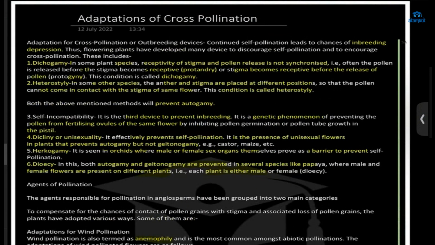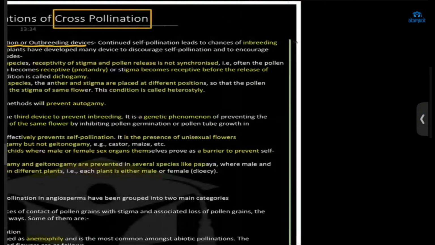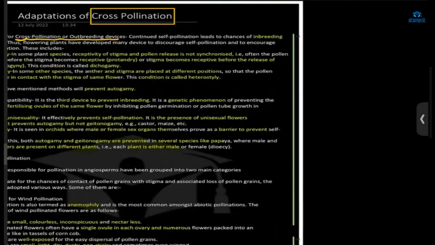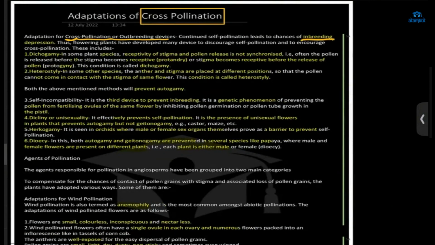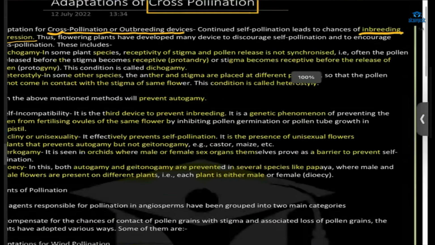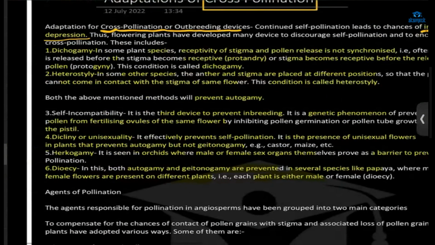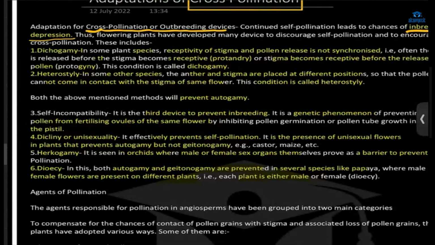Let's talk first about the adaptation for cross pollination, outbreeding devices. If self pollination is happening continuously, what will happen? Inbreeding depression. So for self pollination to not happen, what do the plants do?